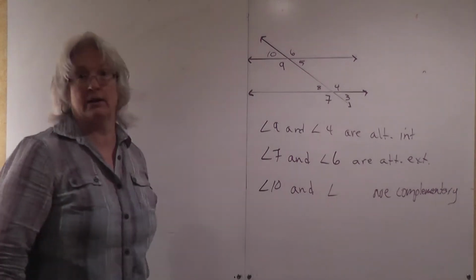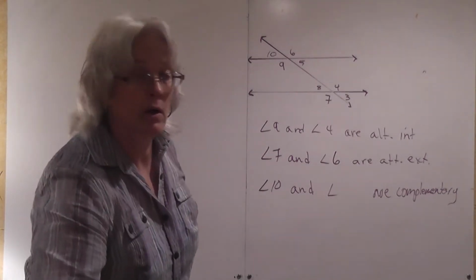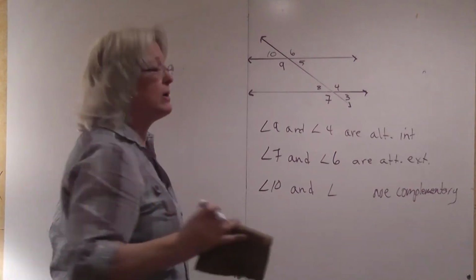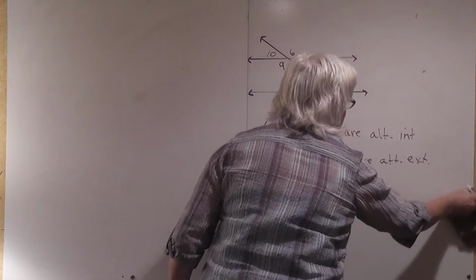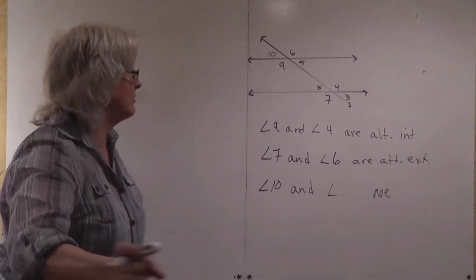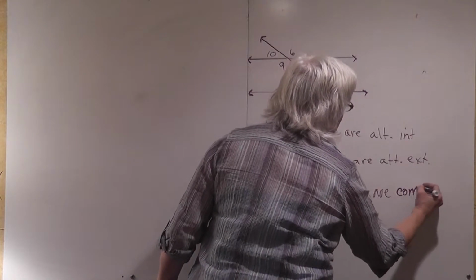What are, I said, complementary? It's a C word. See, the vocabulary is important. What are complementary angles? Complementary angles are two angles that have the sum of their measures is 90 degrees. Corresponding angles are what we're talking about today.